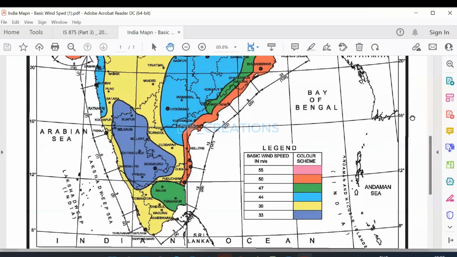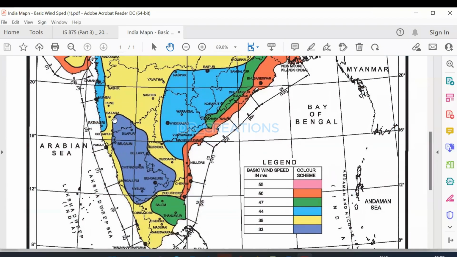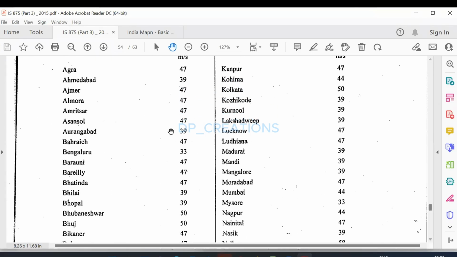Then last is 39, 33. This is a totally barren area because here the Western Ghat mountains are there, and here the Eastern Ghat mountains are there, with areas in between. So it is protected from wind on both sides. That's why the wind speed is so low here. So they have picked the point from that map and given it to you for reference.